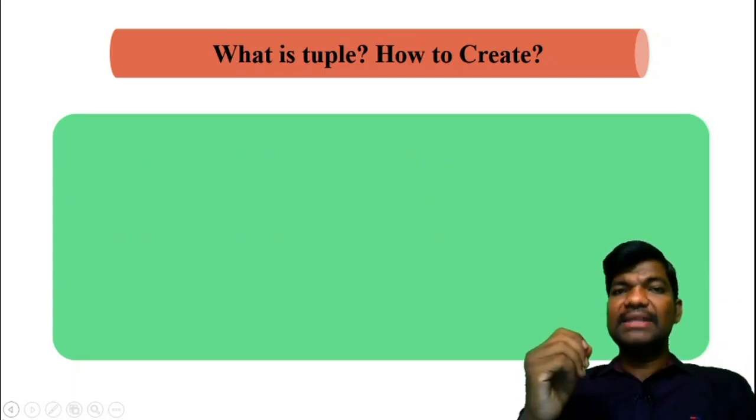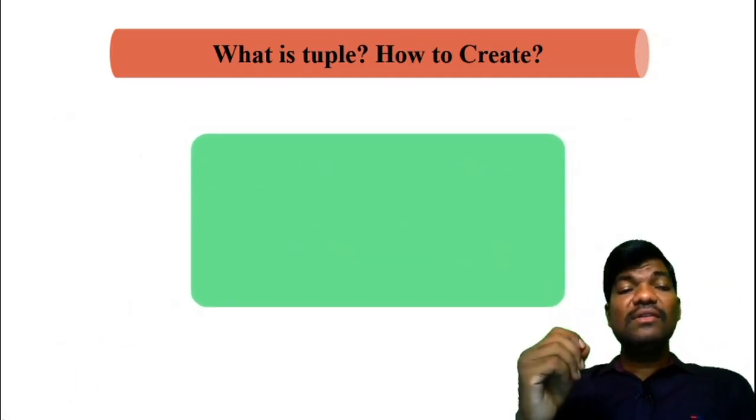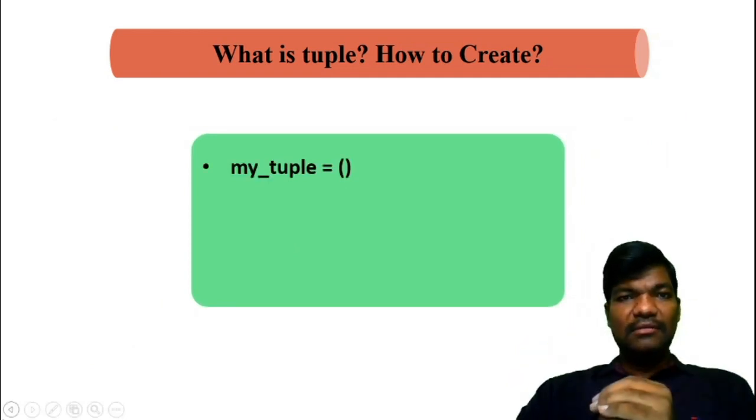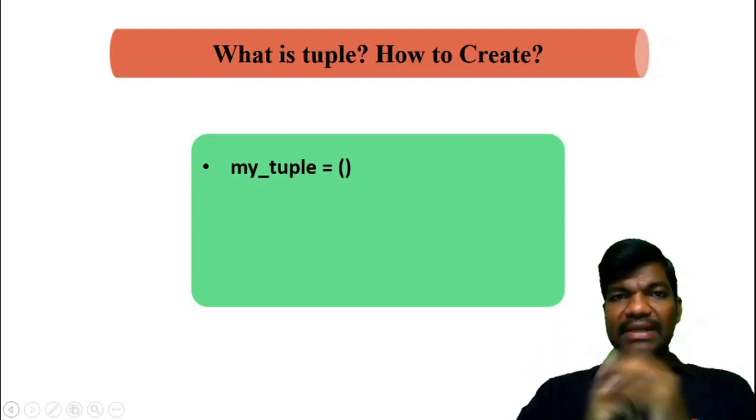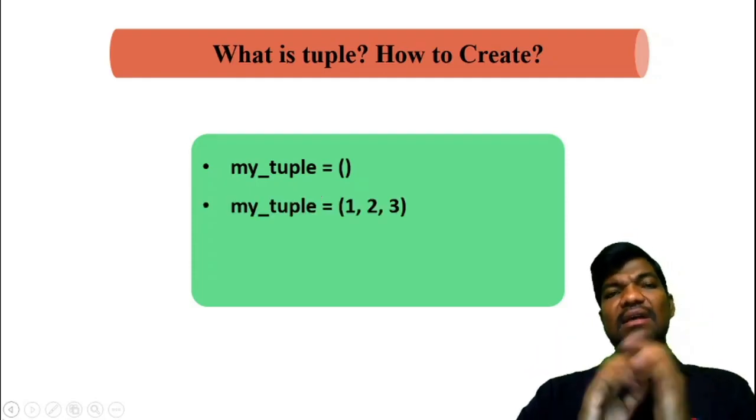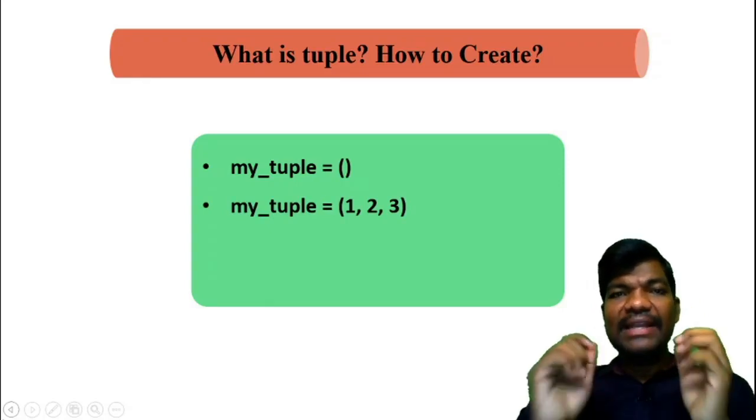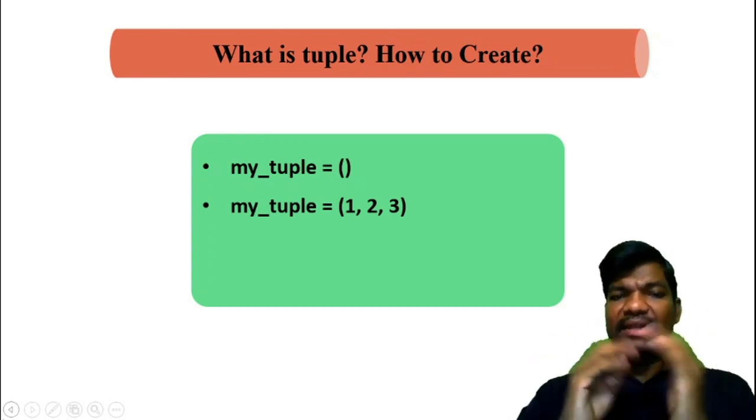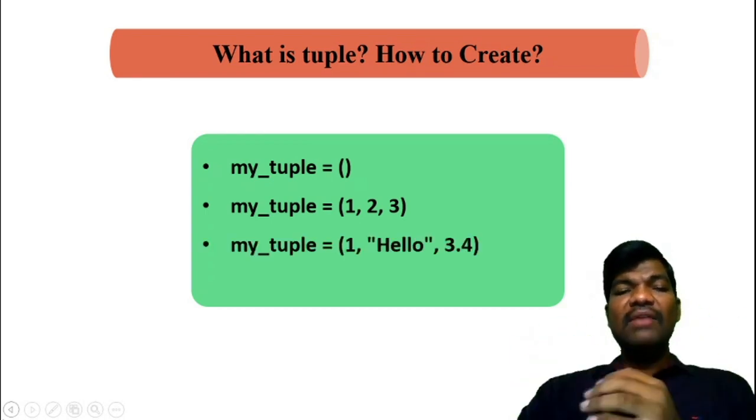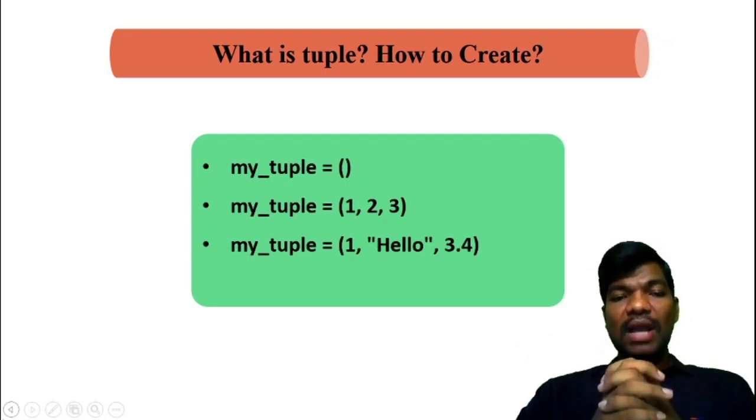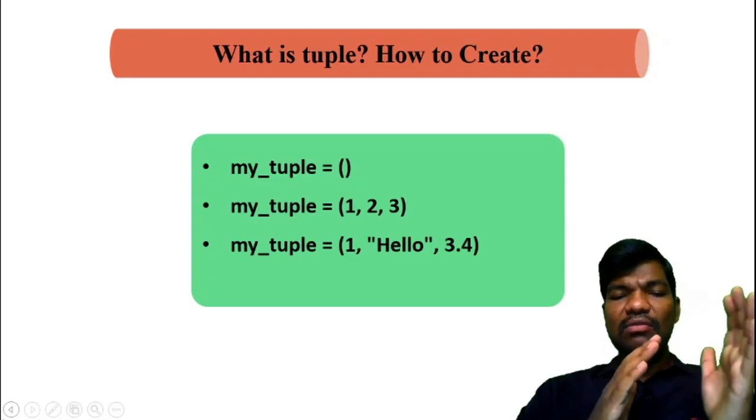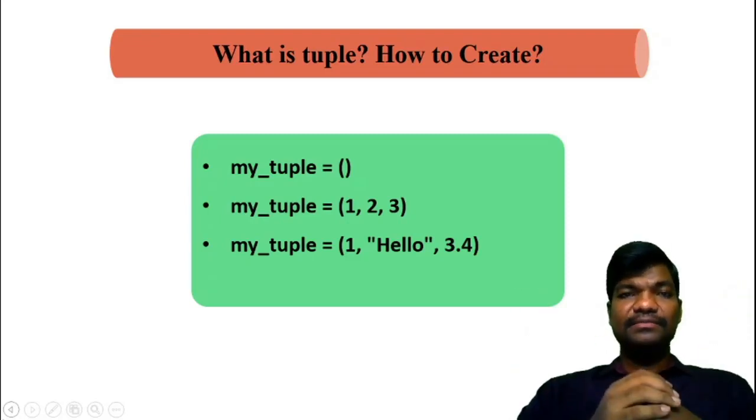Let's check some examples. The first one is my tuple, an empty tuple, right? So that is empty. There are no elements in the tuple. Second one, I'm giving three elements as integer values, right? My tuple equal to 1, 2, 3, only integers. That is also one tuple. And another one: 1, comma, hello, that is string type, and then 3.4, that is floating point. So I can give many formats, right?